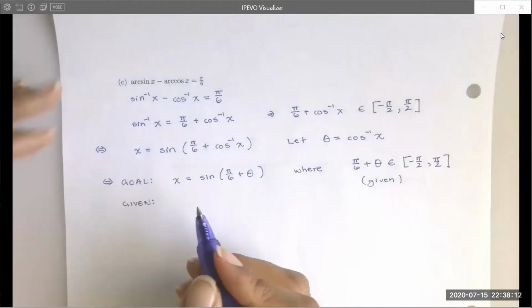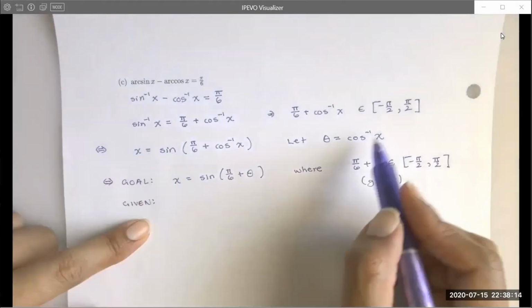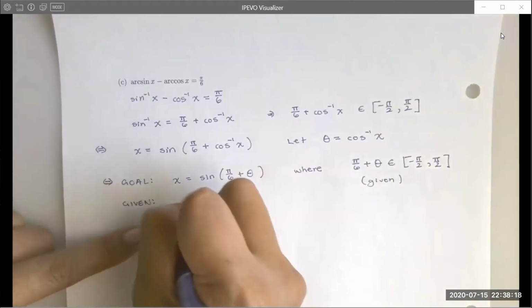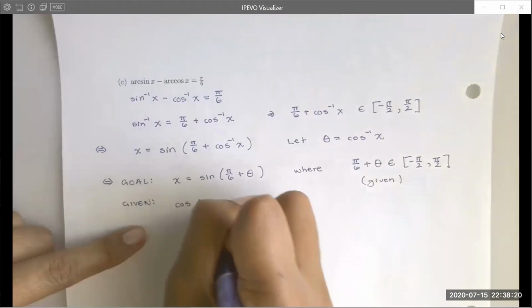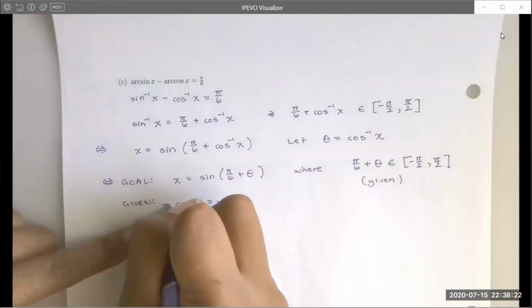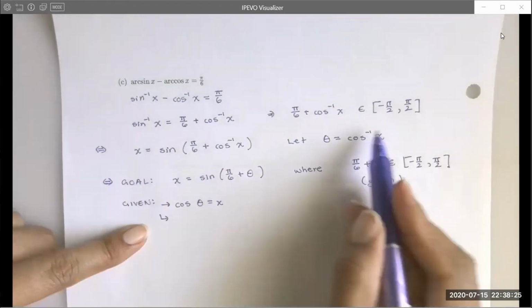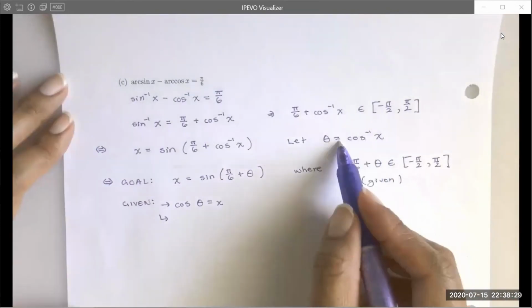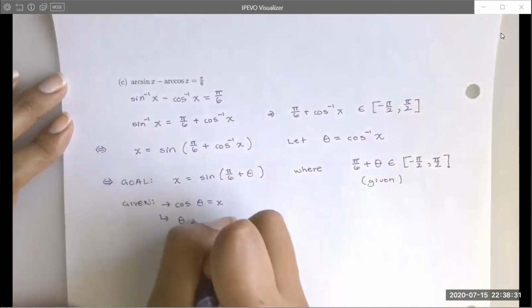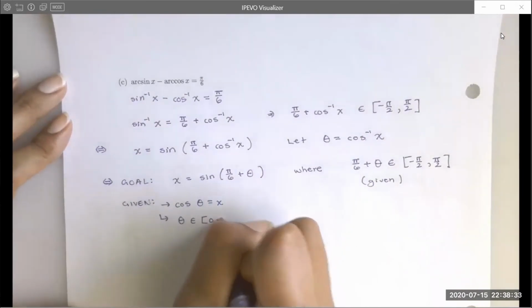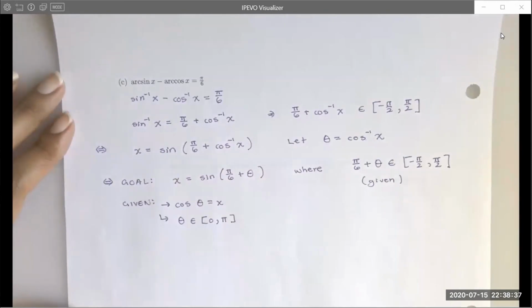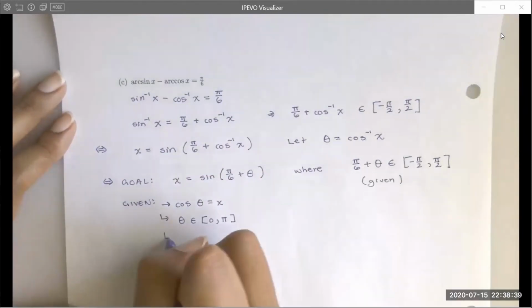What else is given? Well, it's also given that if theta is equal to cosine inverse of x, it's also given that cosine theta is equal to x. That's one of them. And the other one is that cosine inverse is returning an angle, and it always returns an angle between 0 and pi. So theta has to be between 0 and pi. So that's another piece of given. So I'll just go ahead and list this one over here as well.